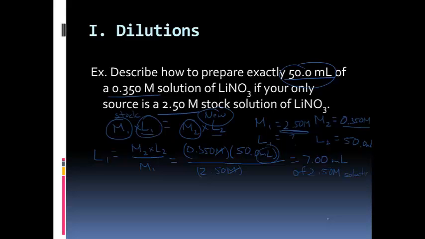Now I need to make the solution, so I have to add water to it. How much water do I need to add? The final volume is 50, so I need 43.00 mLs of H2O to add to it. Then when you dilute this solution with the 43 mLs, the final solution will have a concentration of 0.350.